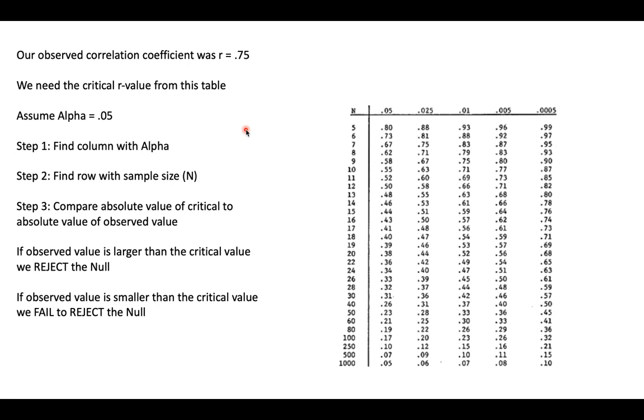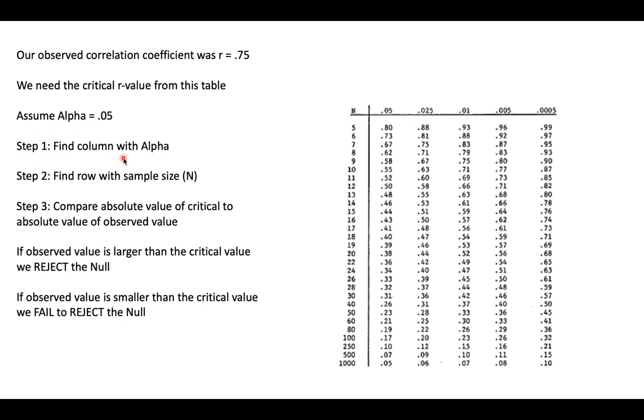We need a couple pieces of information. We need n, which is the number of participants. Beware, this is not n minus 1 like the formula. This is just n. And then we need our alpha value. We're typically going to use either 0.05 or 0.01. So let's just assume an alpha of 0.05.